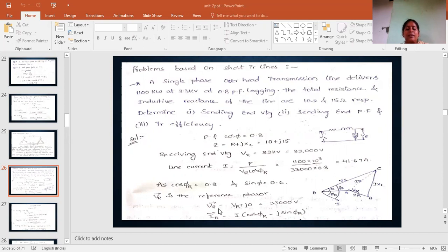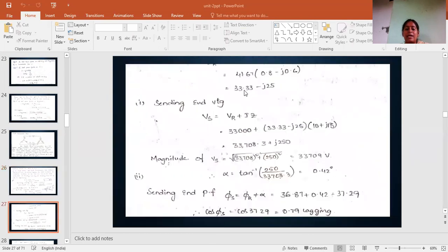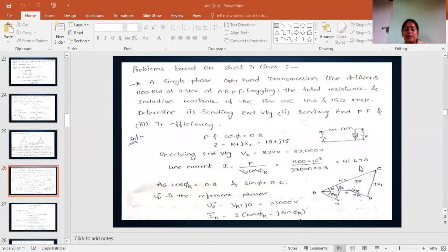Okay, here VR in the vector form, VR equal to VR plus J0, that is nothing but VR is 33,000 volts, and IR equal to I into cos phi R minus J sin phi R for lagging, so minus phi R, so I into cos phi R minus J sin phi R. We know the values of cos phi R and sin phi R. We can substitute the values. We can get the value of IR 41.67. Here we can get the IR value in the vector representation.